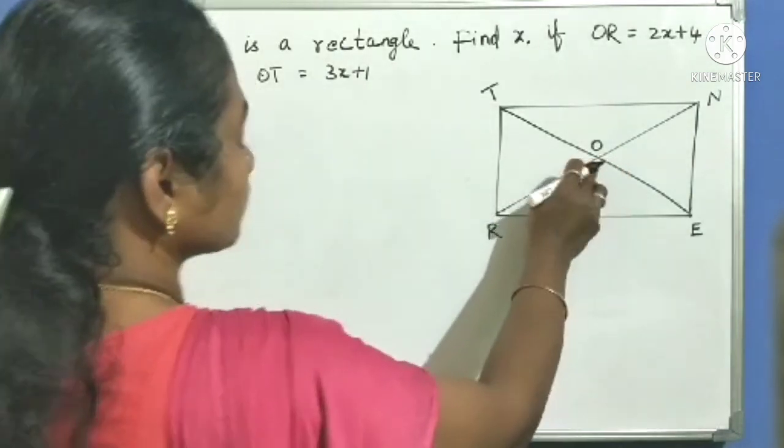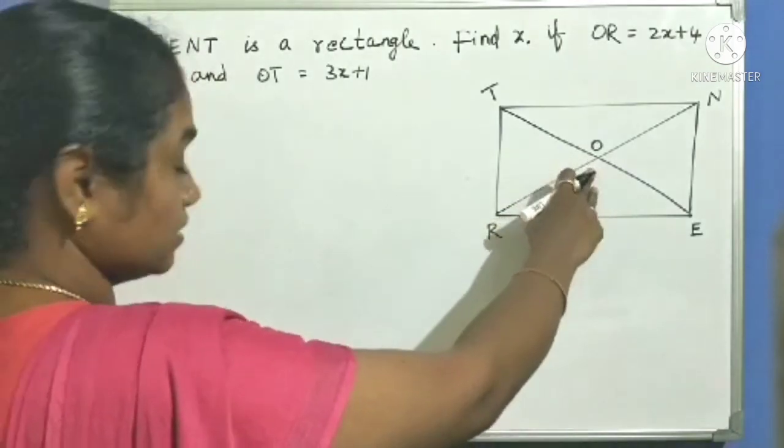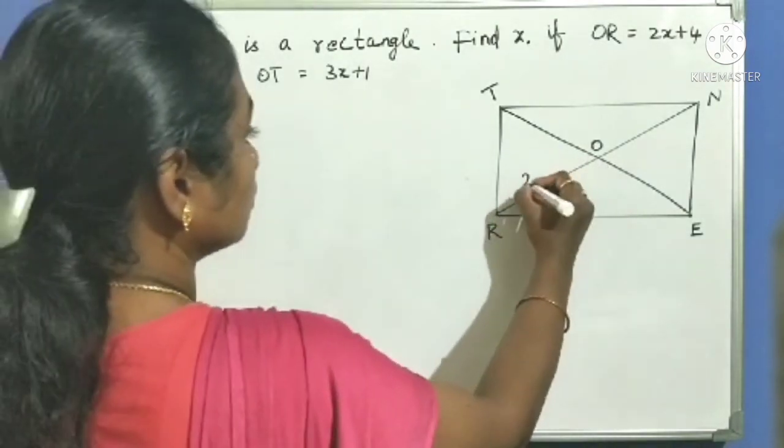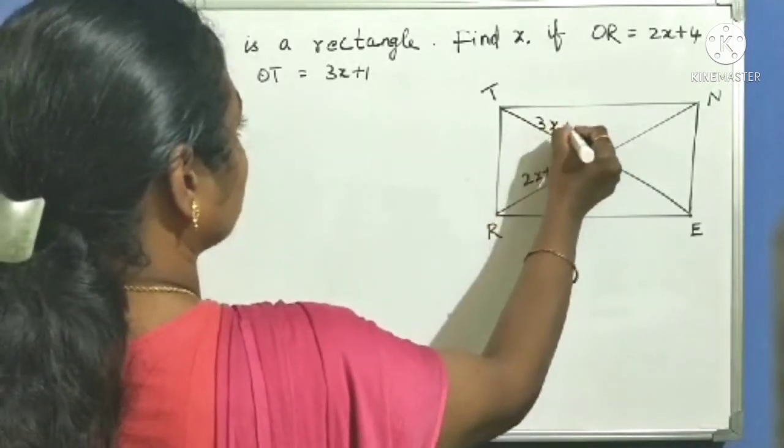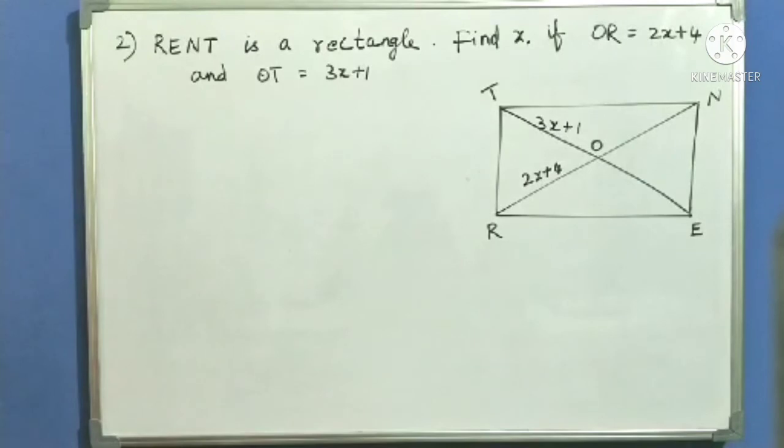So O is the center of the diagonals. OR is equal to 2x plus 4, and OT is equal to 3x plus 1. Then you should find the value of x. Find the value of x.